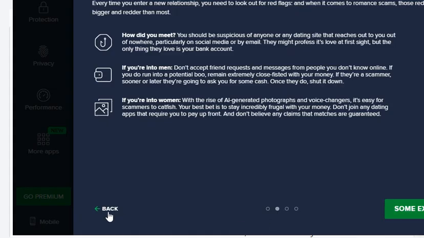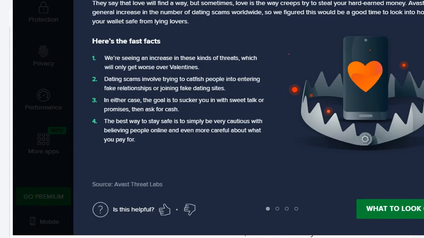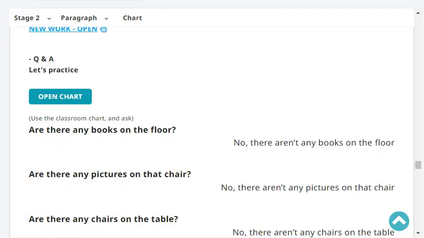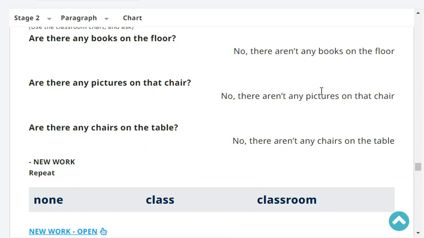Are there any students sitting on the floor? No, there aren't any students sitting on the floor.